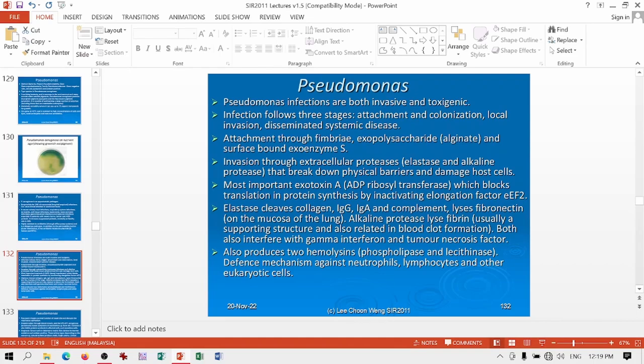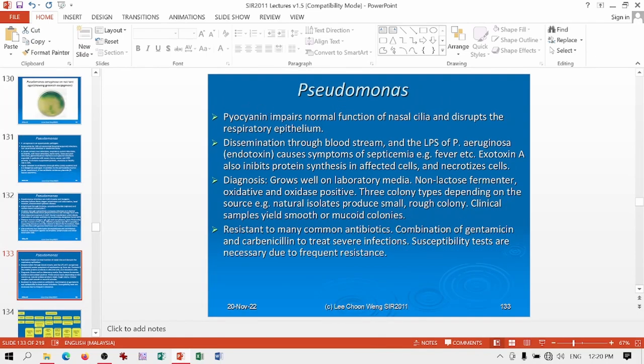And most important, exotoxin A, which blocks translation in protein synthesis. It also has elastase that cleaves collagen and also disrupts the immune system. That's how it can also defend itself against our immune system. It also has hemolysins to defend against neutrophils, lymphocytes, and other eukaryotic cells. Even the pigment pyocyanin has some virulence determinants where it can impair normal function of nasal cilia and disrupt the respiratory epithelium. It is a very highly versatile pathogen, able to cause problems in various types of organs and systems.